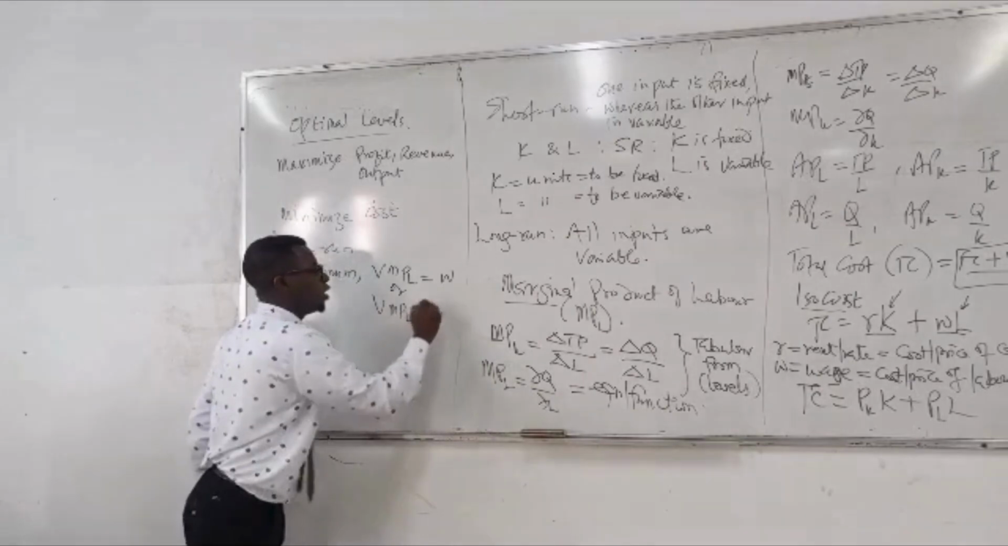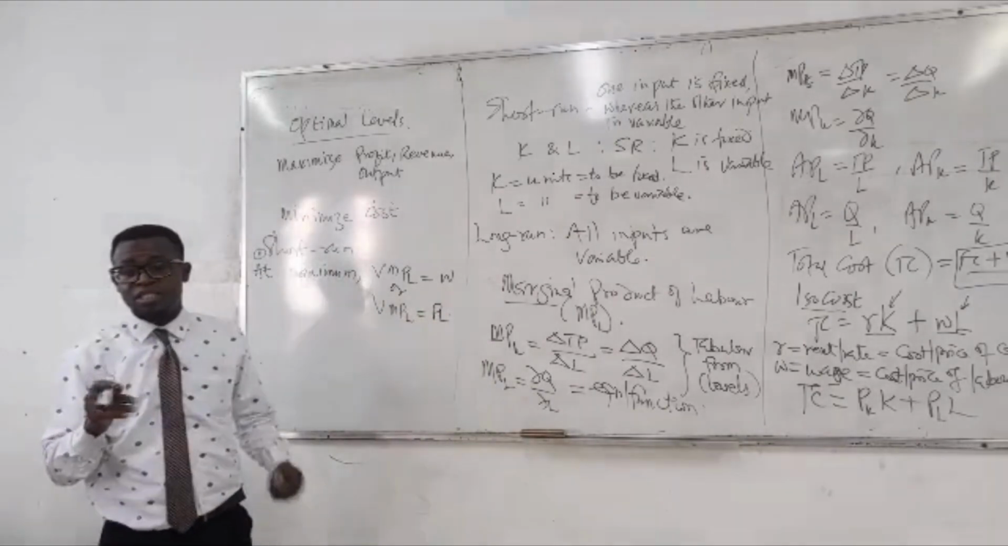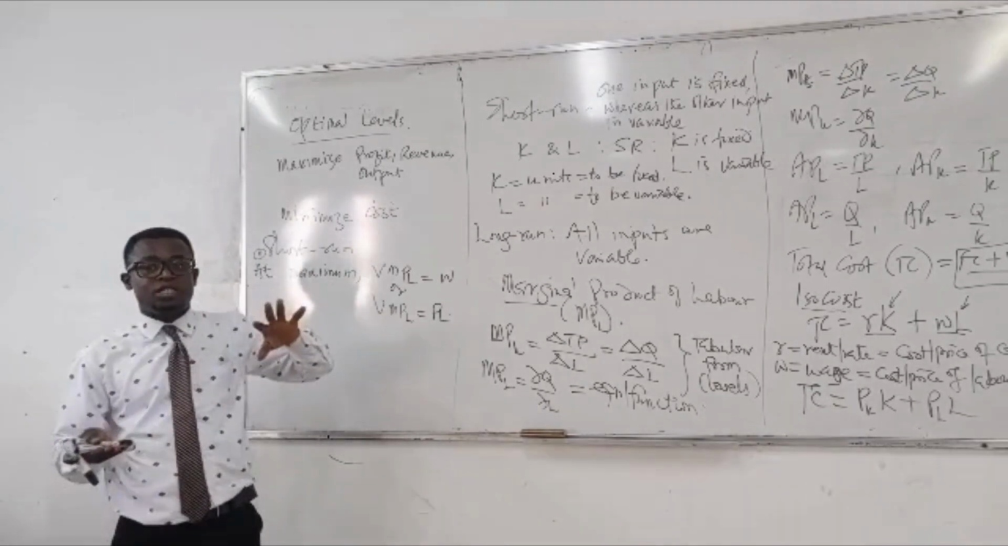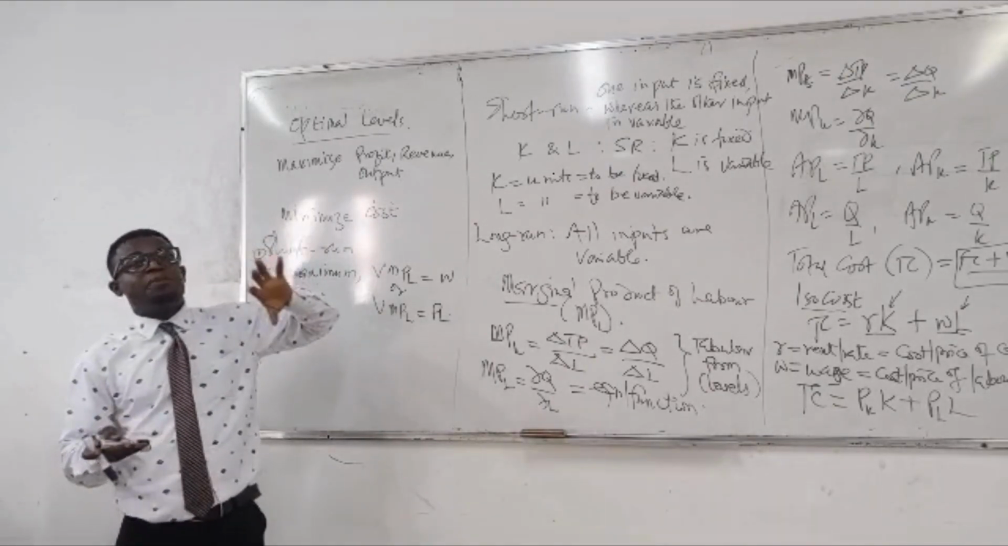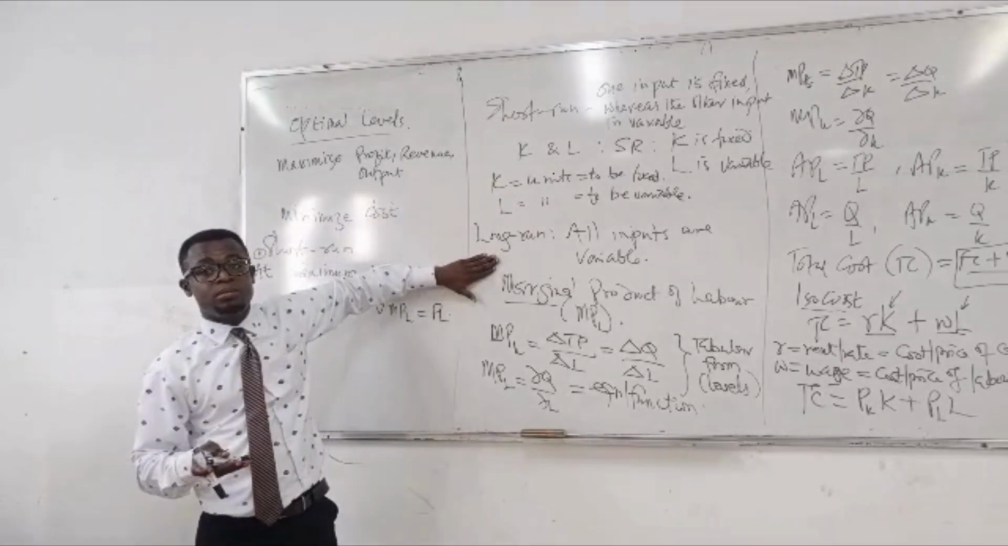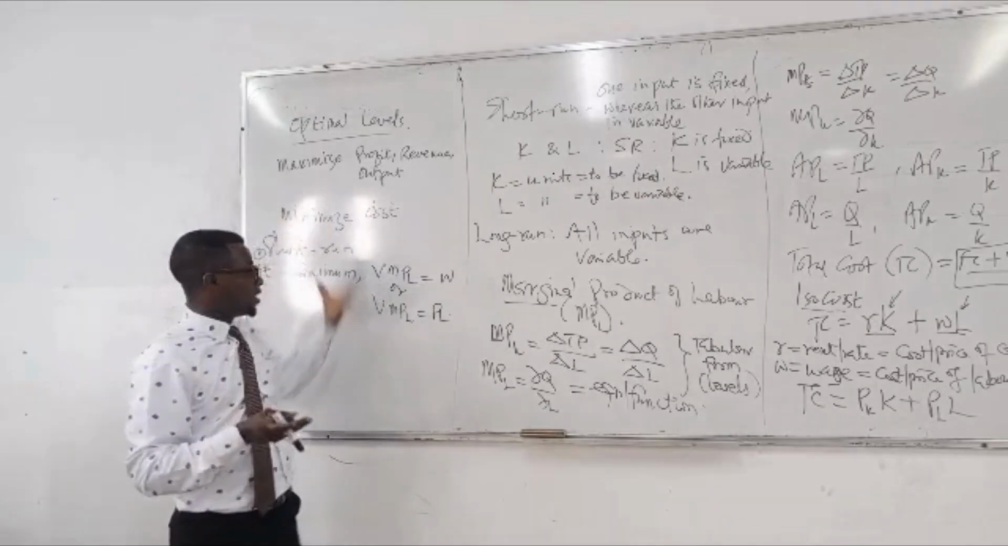So the first question is, whenever you're solving production questions, after understanding the question, you ask yourself a very basic question: is the firm operating in the short run or in the long run? That's the first question, before you attempt solving anything.